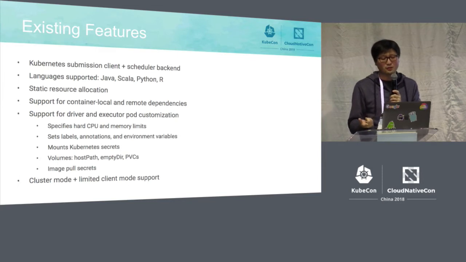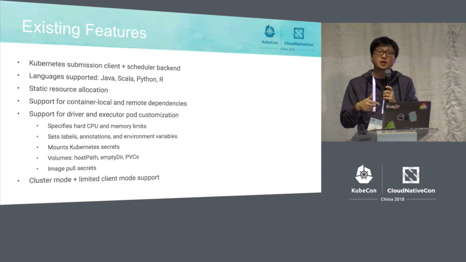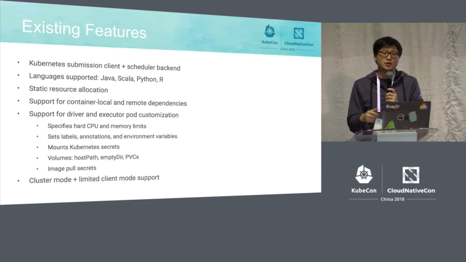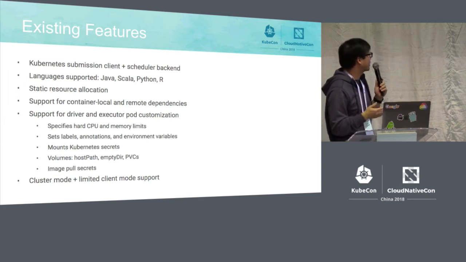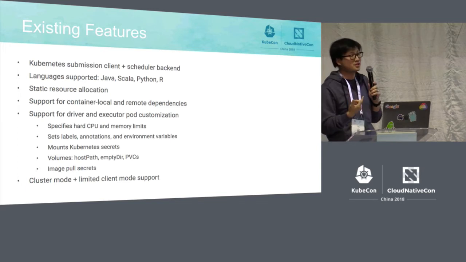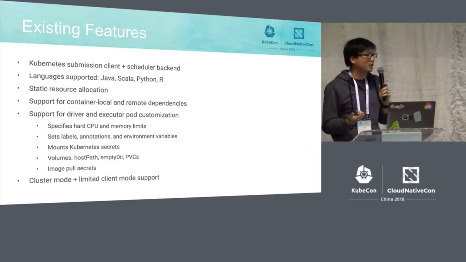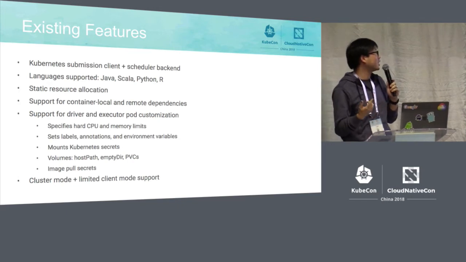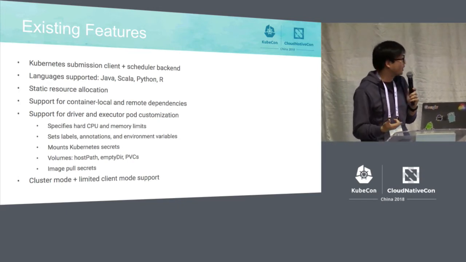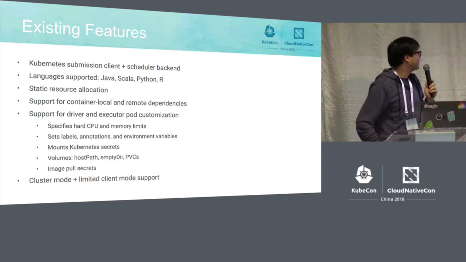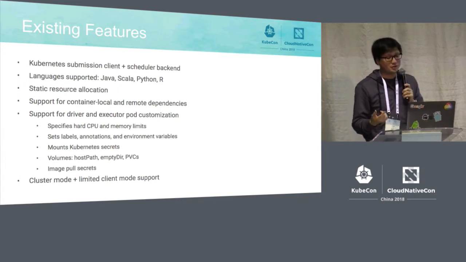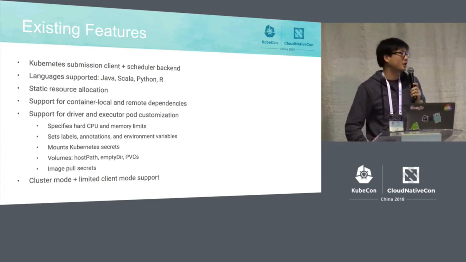This is one thing where the Spark native Kubernetes integration is different from the Yarn or Mesos integration: you can use fractional values for CPUs for both driver and executors. For example, you can use 0.5 or 100 milli CPUs for your driver or executors, which you cannot do in other scheduler backends. You can also set standard things like labels, annotations, or environment variables for your pods. You can also mount arbitrary Kubernetes secrets into the pods. It also has limited support of basic volume types like empty-dir, host paths, or PVCs. You can also use image pull secrets to pull images from private image registries.